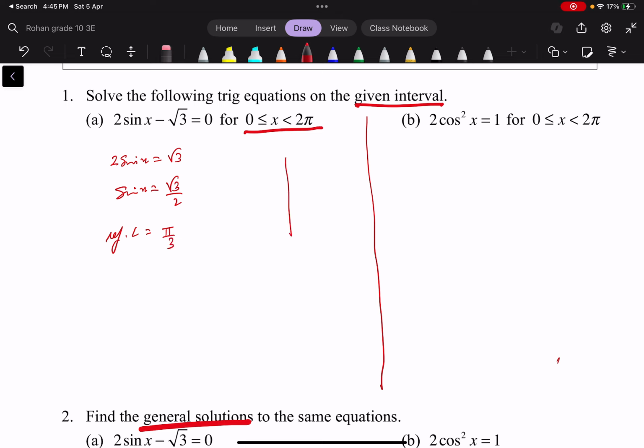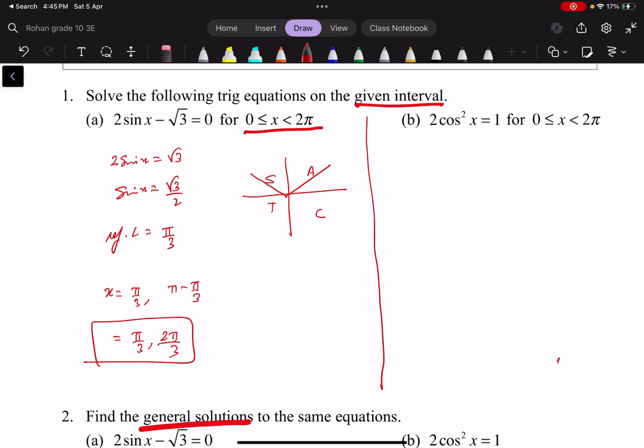Now I look at all silver teacups, and where is it minus? Where is it plus? Oh yeah, sorry, it becomes plus. So it's plus here and here. So what will my answer be? x is equal to pi by 3, or pi minus pi by 3. So pi by 3, 2 pi by 3. Okay, that's correct. This is what we are done. Yeah, this is simple when they give you the given interval.